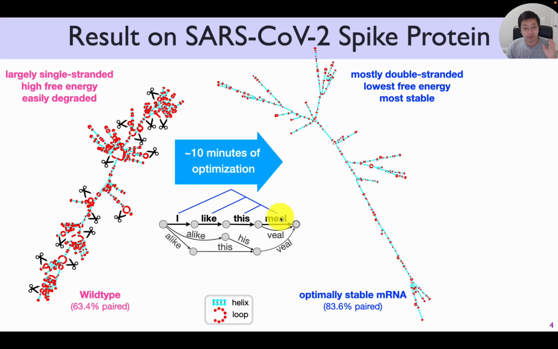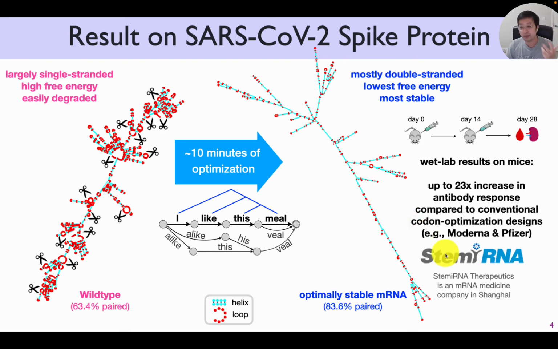Here are the results. With just about 10 minutes of optimization, this is so efficient, we can design a completely different sequence for the spike protein, which of course translates to the spike protein as well. But this wild type is so unstable. As you can see, you have tons of single-stranded regions like these red parts, which can be easily cut down into pieces. But our design is so stable, it's mostly double-stranded. It has mostly paired bases and has the lowest free energy that you can prove.